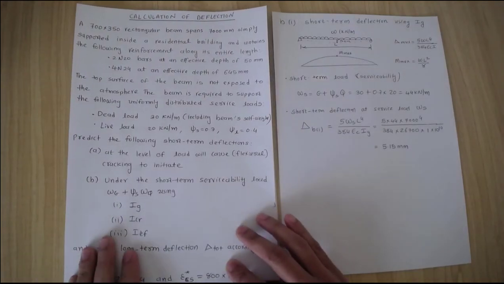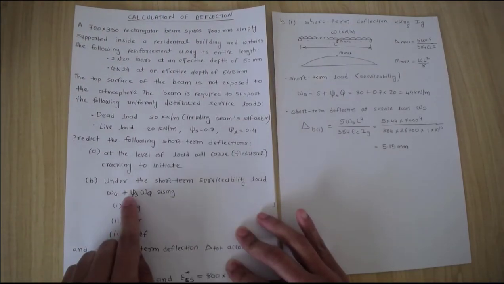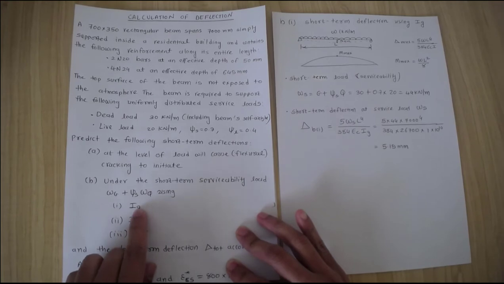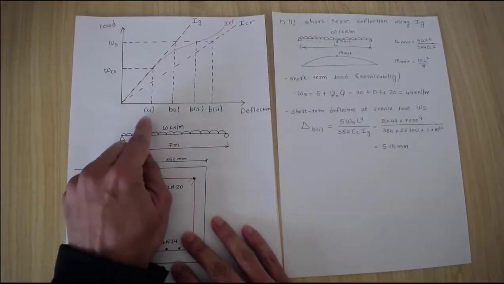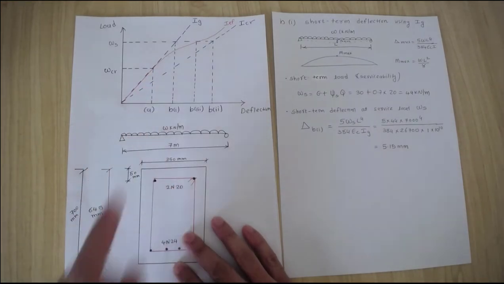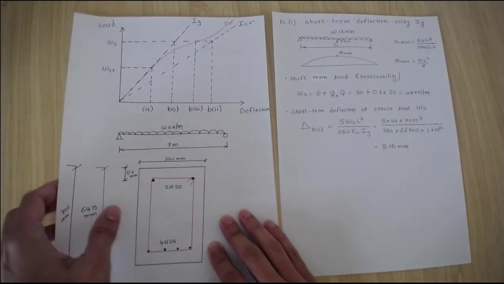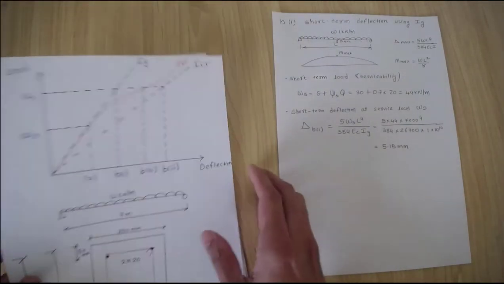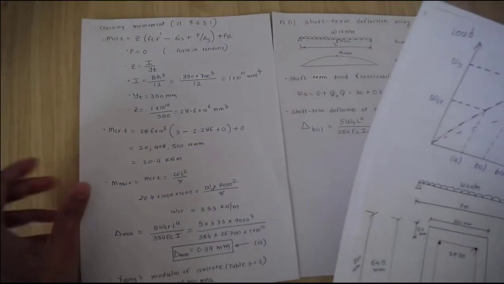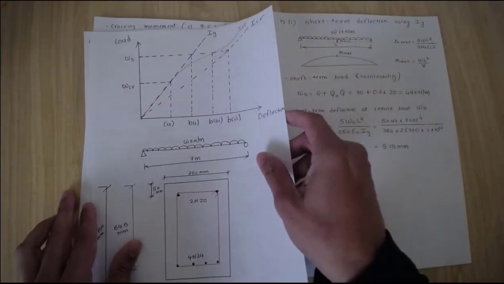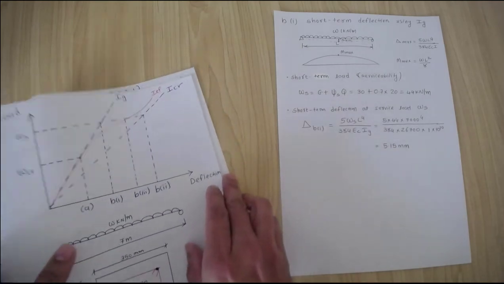This video explains the short-term serviceability load deflection calculations using the IG. So basically we calculated the deflection at A in the previous video. That calculation was given here, which is 0.39 millimeters, where our beam starts cracking.